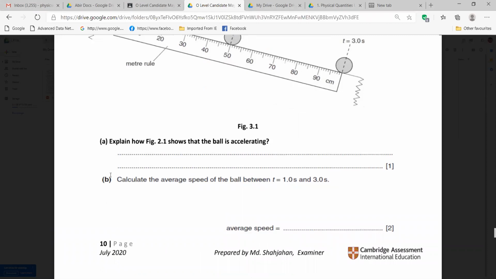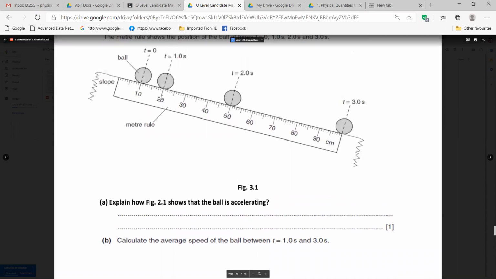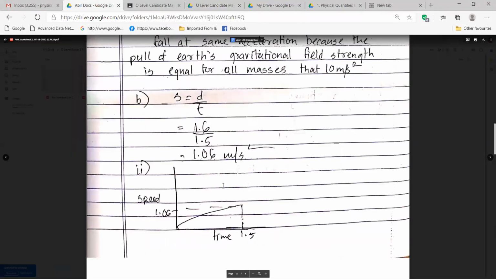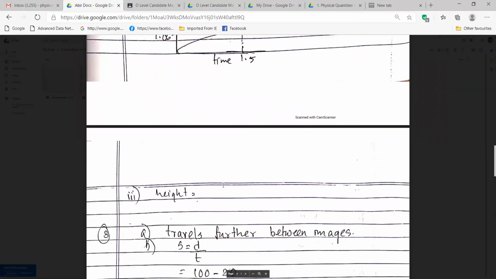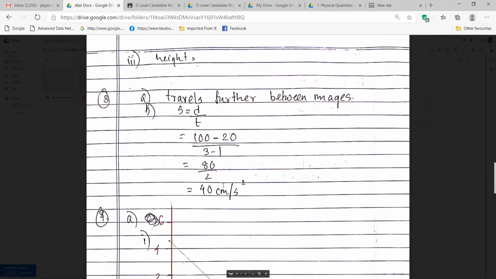Calculate the average speed of the ball between 1 to 3 seconds. So here 1 second and here 3 seconds. You have total time how much? 2 seconds, right? And total distance how much? 80, right? So what you did here, can I check? Yes, you are correct here. The formula is also correct.